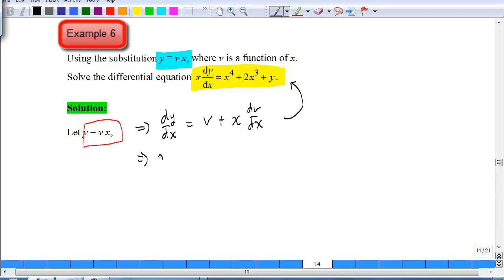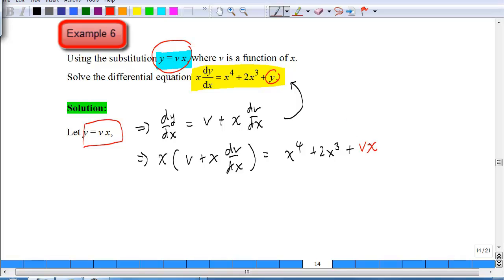On the left you have x times dy/dx, but dy/dx is now v plus x dv/dx. And then on the right you will have x to the power 4 plus 2x cubed plus y. Because we want to convert our variable y to v, using this relationship, what is y? It is vx, so we put vx on this side. Are we there? Not there yet.